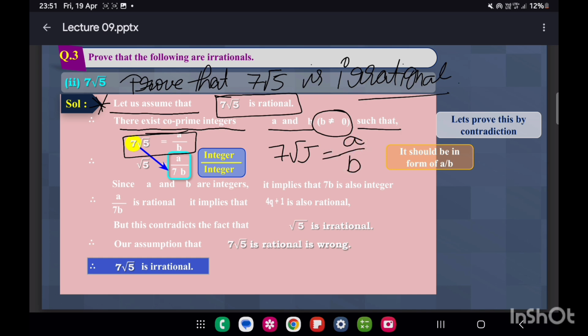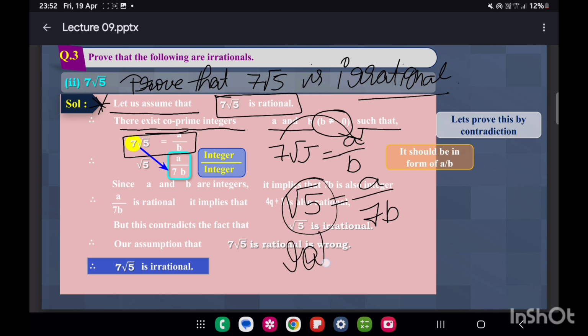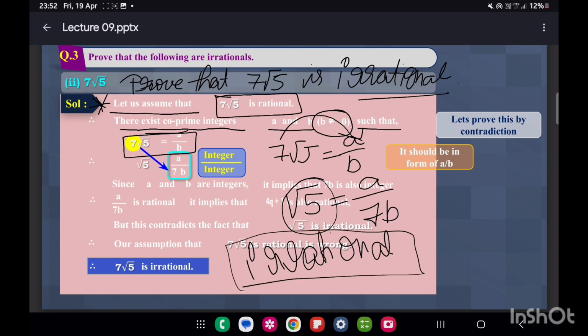Then 7 does not have any root, so shift the 7 to this side, and it will come to the denominator. We can write it as root 5 is equal to a by 7b. Already we know from previous problems that root 5 is irrational. Since we considered 7 root 5 to be rational, a by 7b is also rational, but root 5 is irrational.